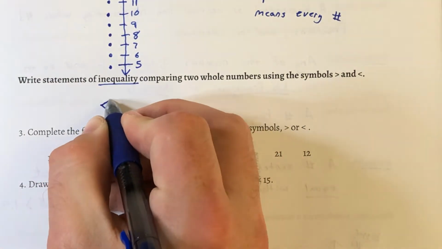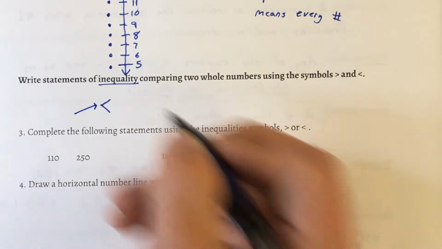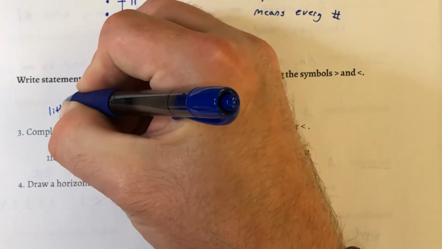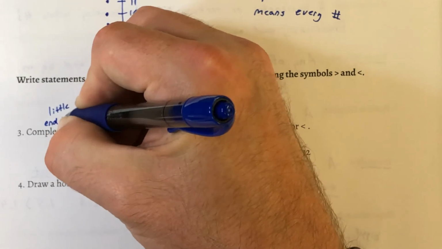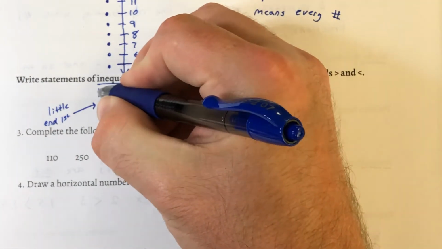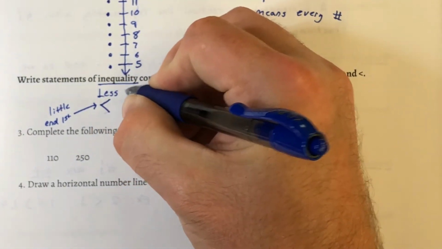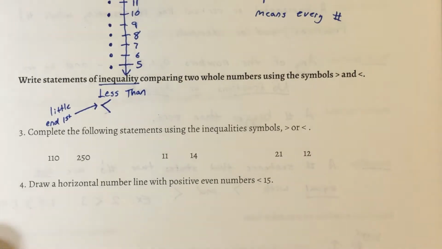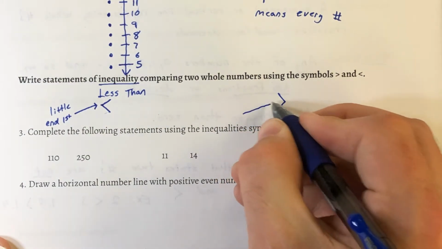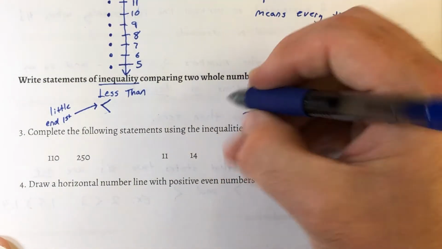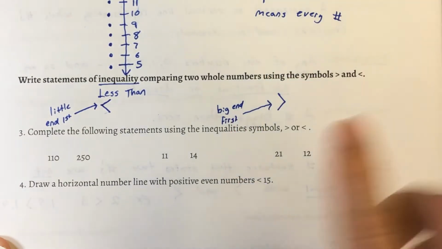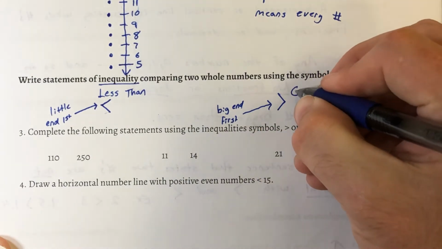Well, we look at what side comes first. I see the little pointy end first, or the little end first. Because I see the little end first, this is our less than symbol. Our other symbol, if I'm looking at it from left to right, what do I see first? I see the large end first, or the big end first. Because I see the big end first, this is our greater than symbol.